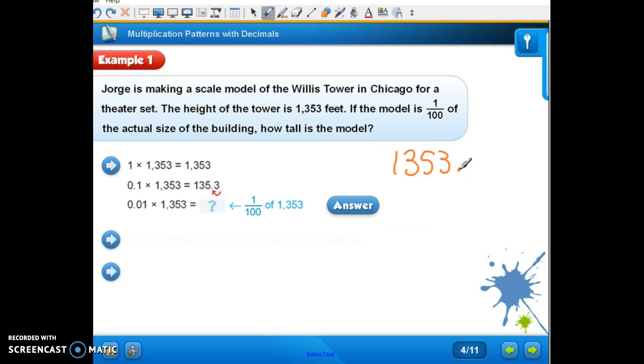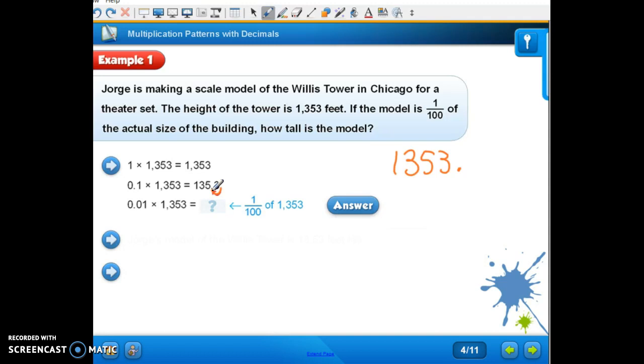So 1 times 1,353, again, is our identity property. If you multiply something by 1, it remains that number. Now we're going to divide it by 1 place value of 10 so that we get 1/10 of it. So we're going to move our decimal 1 place. Remember I told you it was understood to be out here, and you're going to move it to the left 1 place to make your number smaller. Okay?